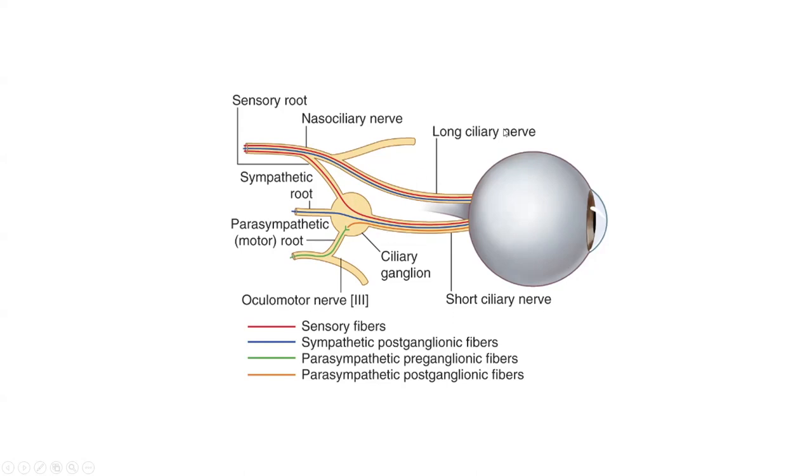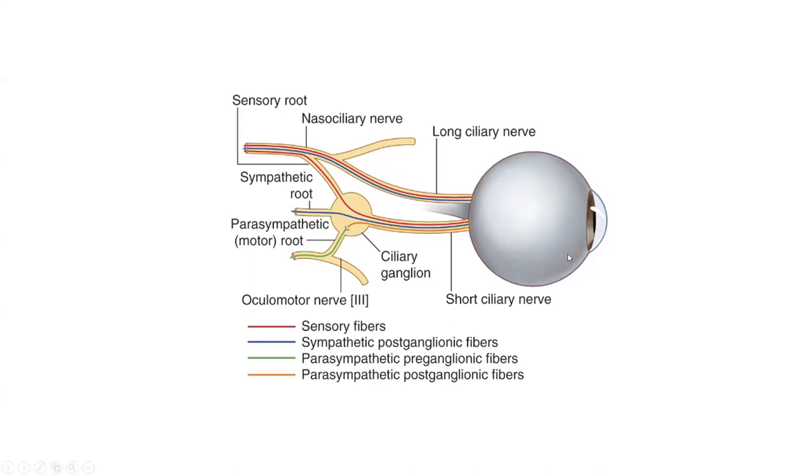You see also the long ciliary nerve is another source for the sensory innervation of the eyeball and also the cornea, which is making another route for the sensory route for the ciliary ganglion. So the branch of the nasociliary nerve passes through the ciliary ganglion, entering from the posterior superior aspect of the ganglion, carrying the sensory fiber through the ganglion, and it continues along the short ciliary nerve to the eyeball. So these fibers are responsible for the sensory innervation of all parts of the eyeball.